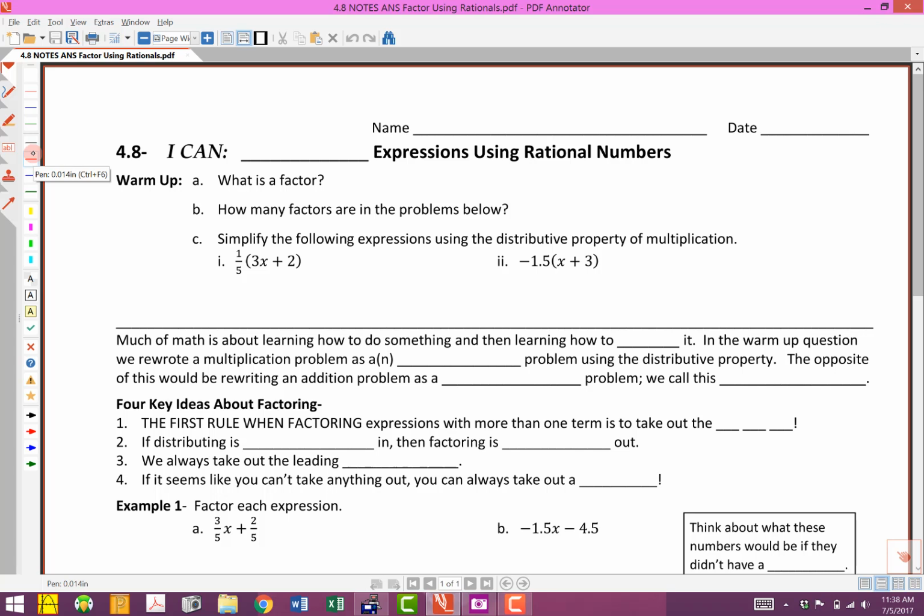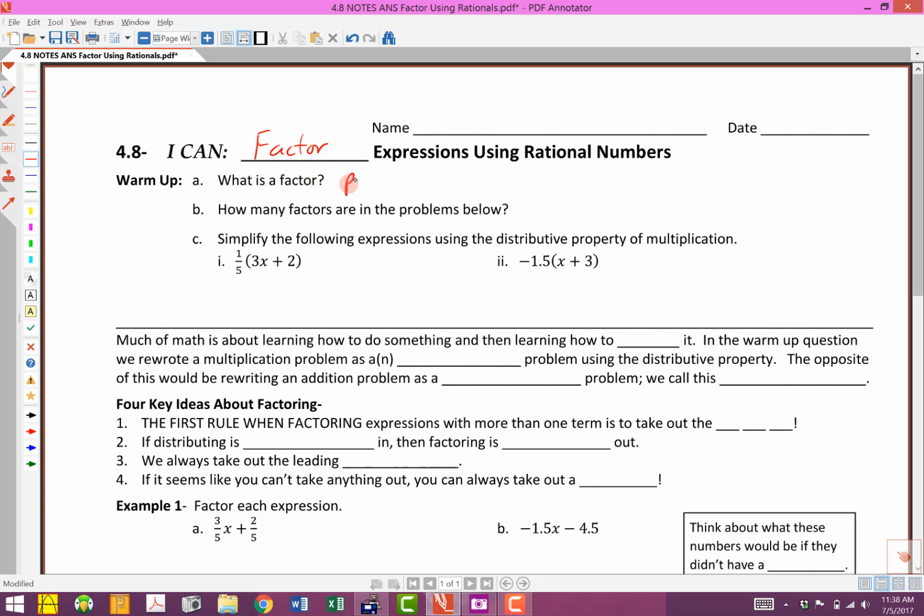We've reached the last section in this unit, and the I can statement is I can factor expressions using rational numbers. So we've been doing a whole bunch of different things with rational numbers, and now we're ready to tackle factoring. As a reminder, we've got a couple warm-up questions here. What is a factor? Stop and think about what a factor is.